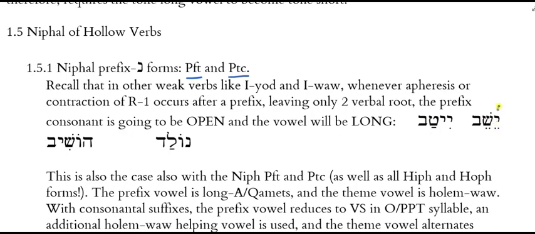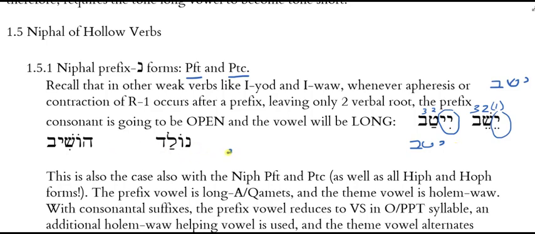So just as a reminder, for the verb yashav, to sit or dwell, the qal imperfect is yeshev. Here we see roots 2 and 3. Root 1 is gone. This is the prefix, and notice that it is open and long. Tsere is a long vowel. Yitav, from yatav. This is my prefix, and there's roots 2 and 3. This is open and hireq yod is long. Okay?